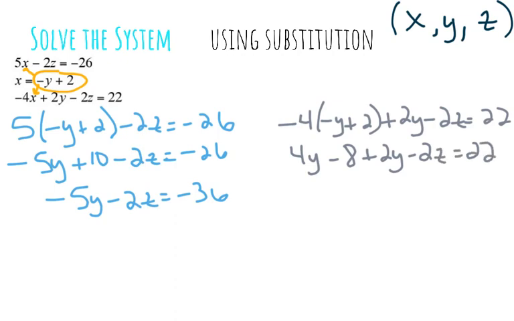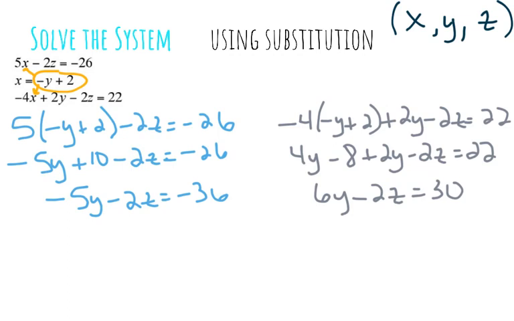Again, I'm just going to simplify by combining like terms and getting this in the simplest form as I know. So if I combine my y's, I'm going to get 6y, I have 2z, and then I am just going to add 8 to both sides, which is going to give me 30.